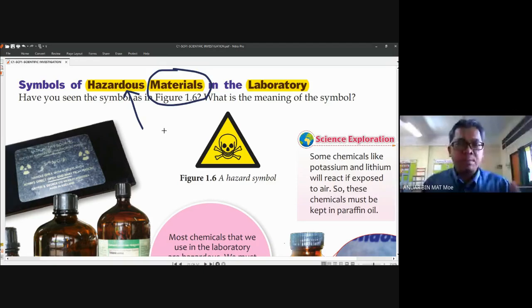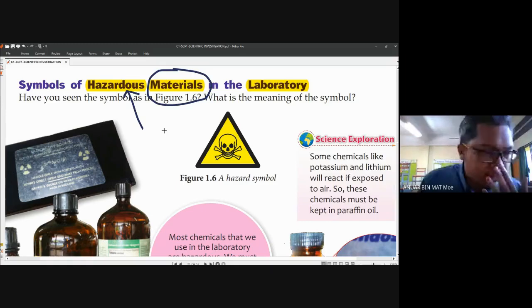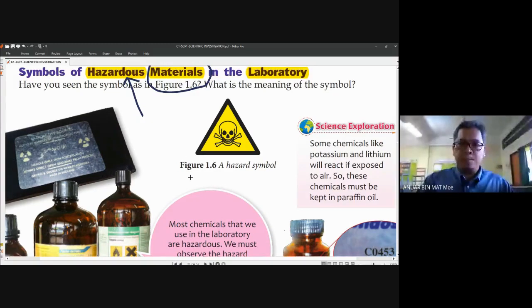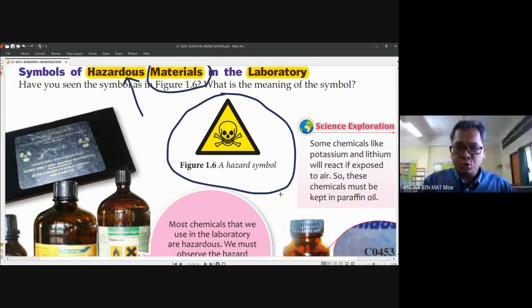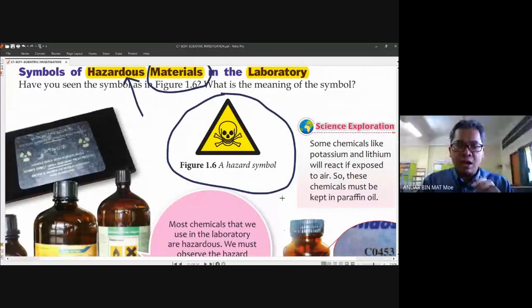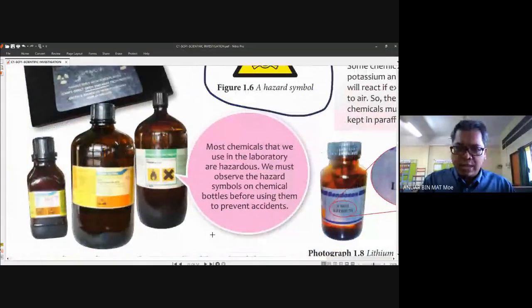Why do we call it hazardous material? Because if you try to touch it, you may get injury, or if you try to smell the material, maybe you will get dizzy or you will get injury. So that is what we call hazardous. All right. So there is a symbol to tell you that this chemical here is hazardous. Okay, there is a hazard symbol. The hazard symbol usually is stated in the label here.